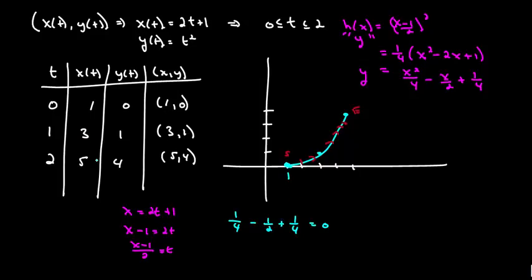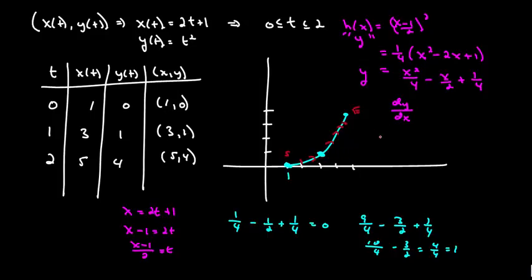Let's try when x is 3. When I plug in 3 into here, I get 9/4 minus 3/2 plus 1/4. So this is 10/4 minus 3/2, or 10/4 minus 6/4, which is 4/4, which is 1. So 3 over 1 up. Okay, so this describes the same curve. Now, I may want dy dx.